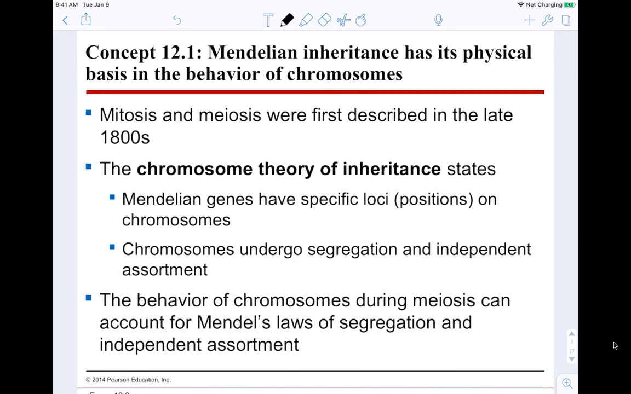Starting off at the top, Mendelian inheritance has a physical basis in the behavior of chromosomes. We learned about mitosis and meiosis. They were first described in the late 1800s. The chromosome theory of inheritance states Mendelian genes have specific loci, or positions. A locus would be one position, loci, many positions, on chromosomes. Chromosomes undergo segregation and independent assortment. These we talked about previously, the laws of segregation and independent assortment. The behavior of chromosomes during meiosis can account for Mendel's laws of segregation and independent assortment.